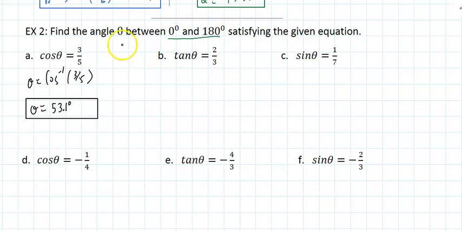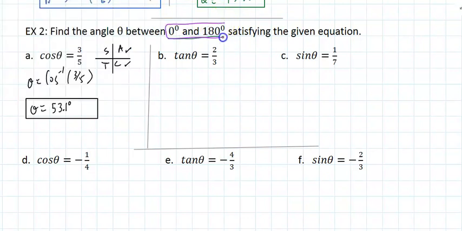53.1 degrees. Now, I do have to take into account where cosine is positive. Cosine is positive in quadrant 1 and 4. So, if I look at what they limited, they want me to look between 0 and 180. That's only quadrant 1 and 2. So since I can't be there, and cosine is only positive in quadrant 1, that's my only answer. I'm done.